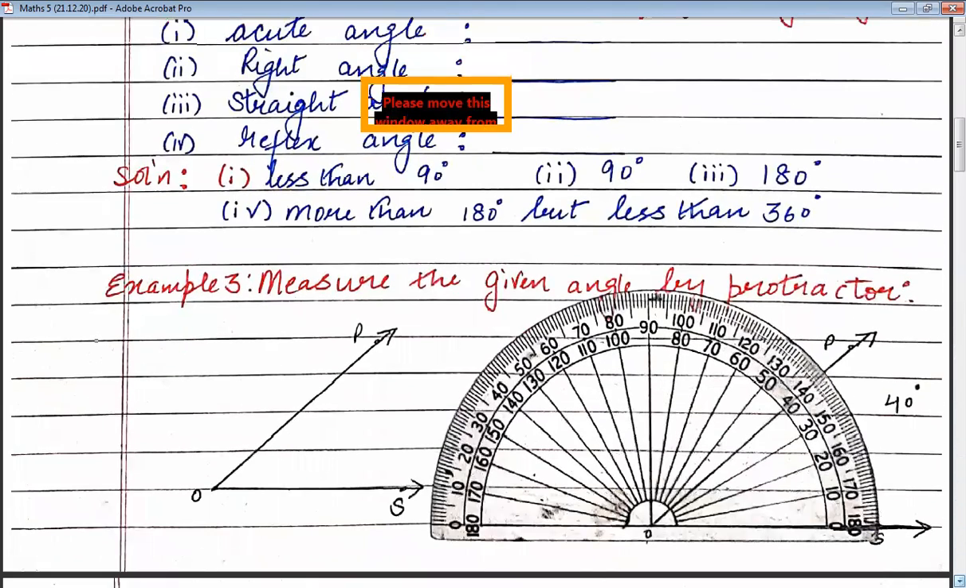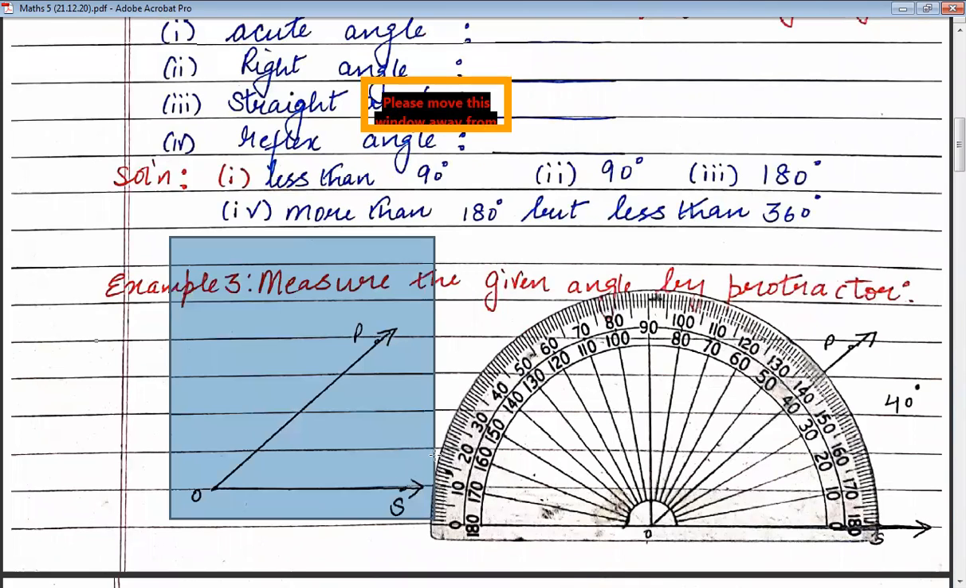Now children, let's move on to example number 3. Now you know that if we want to measure an angle, we need a protractor. What do we need? We need a protractor. Let us discuss a few things about the protractor, but we have discussed all these things in our previous video. Let's see them quickly. This is known as the center of the protractor. Okay, this is your center of the protractor and this is called the baseline.